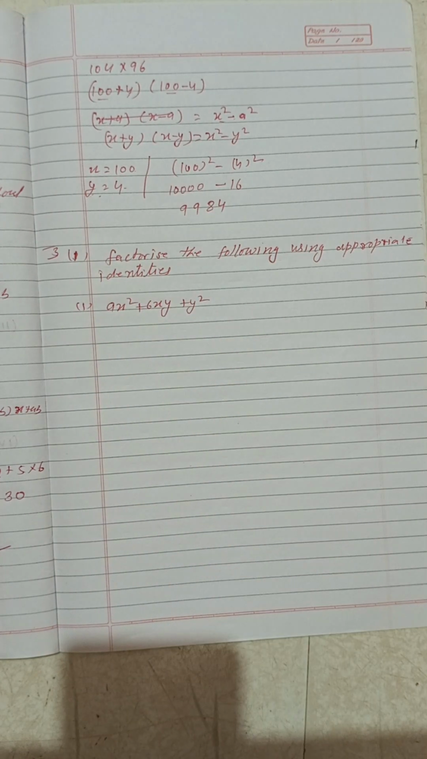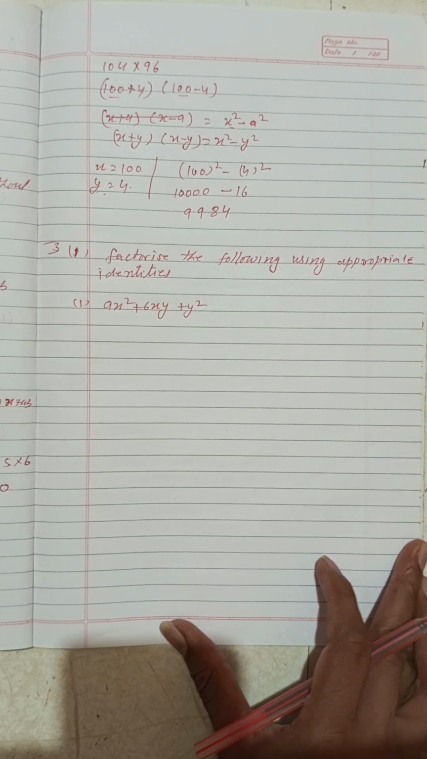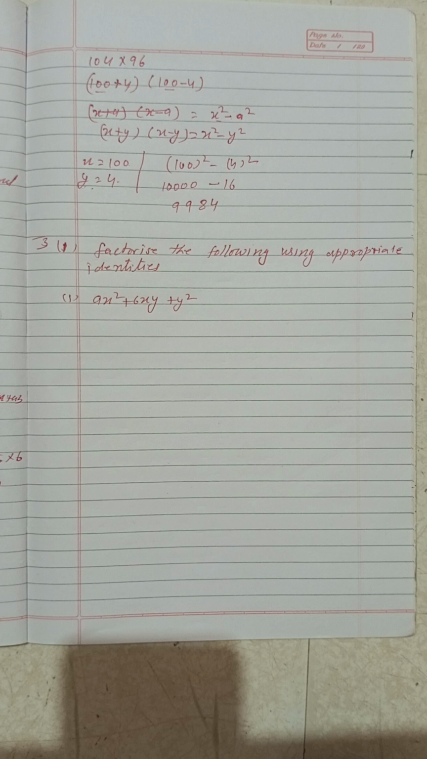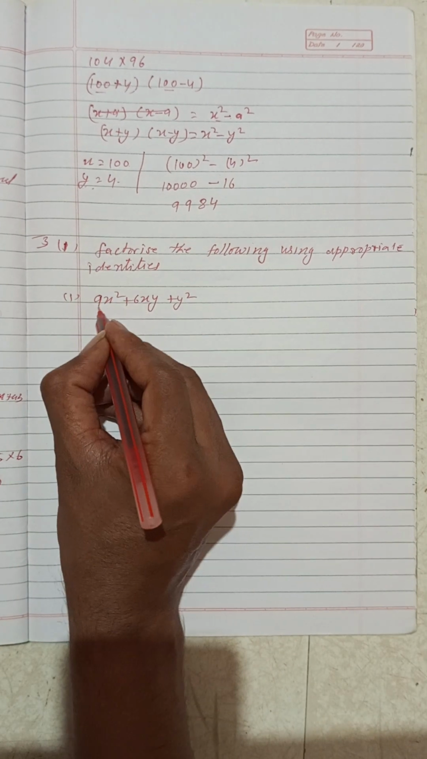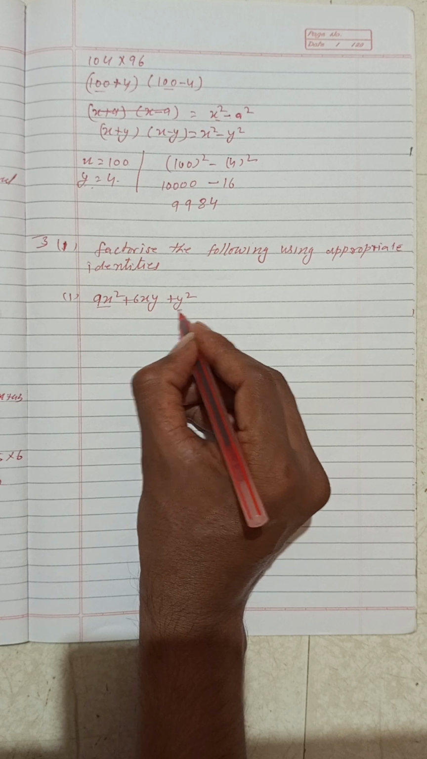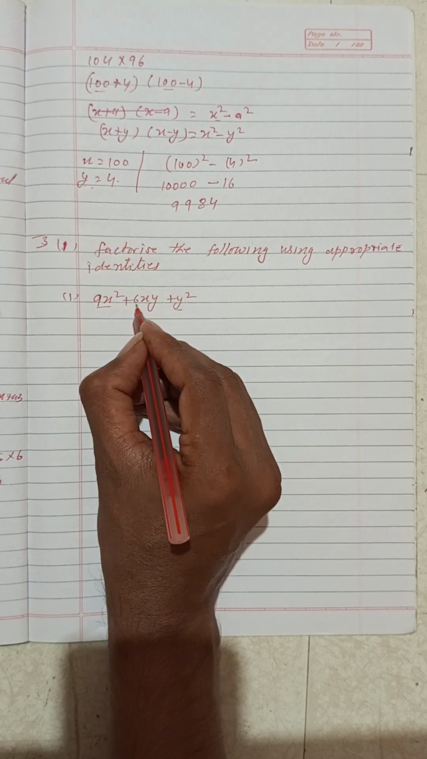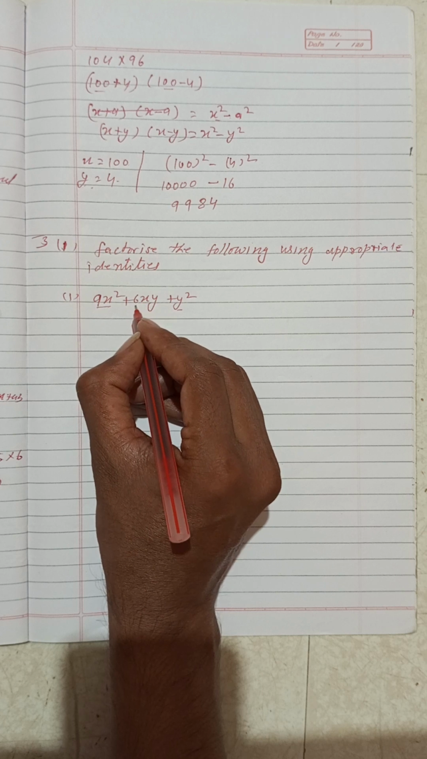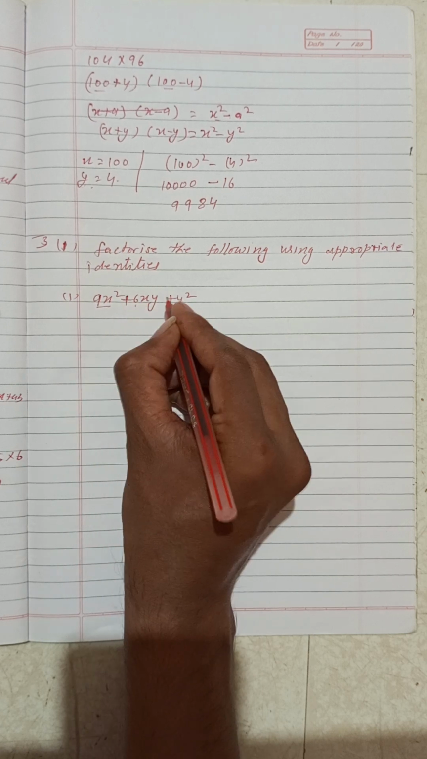Now we have to see, after we read the 8 identities, which identity we have to use. We see that the first term and the third term are both squares. And the middle number is an even number. So we are using that identity. Here plus is there, here also plus is there.